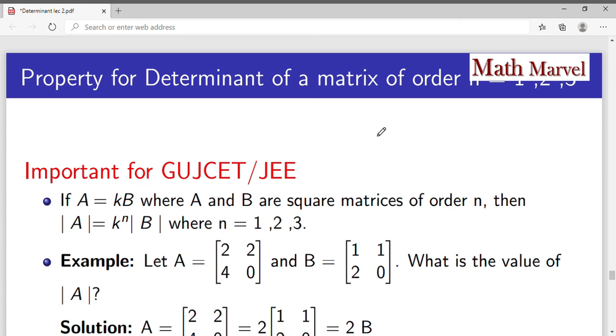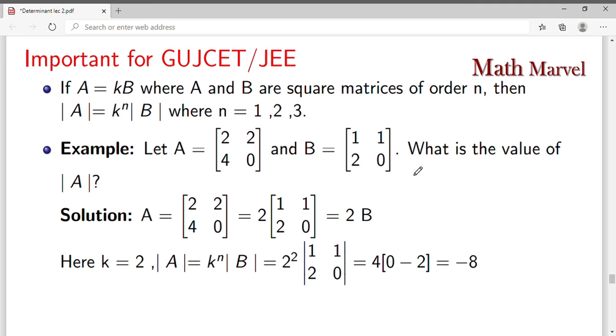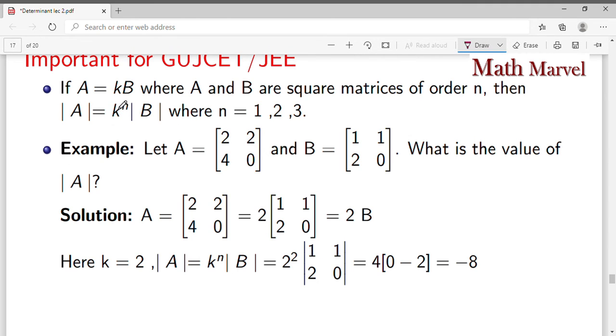Property for the determinant of a matrix of order n equal to 1, 2 and 3. This topic is important for GUJCAT or JEE examination. Now what is the statement? If A is equal to KB, where A and B are both square matrices of order n, and K is some real number.